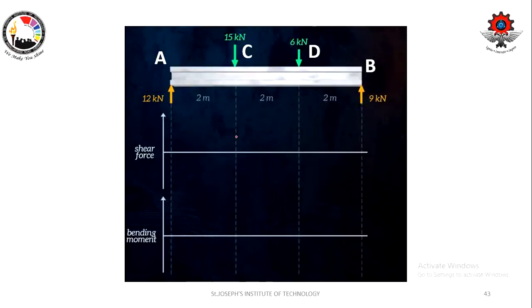Okay. Now for drawing the shear force diagram and bending moment diagram, first draw the beam, draw all the information, write all the information. Now drop a dotted line from each point. Draw a dotted line from each point like this, right? From point A, from point C and point D and point B, right?